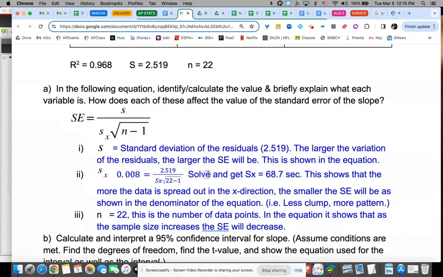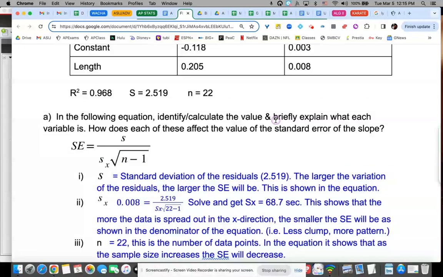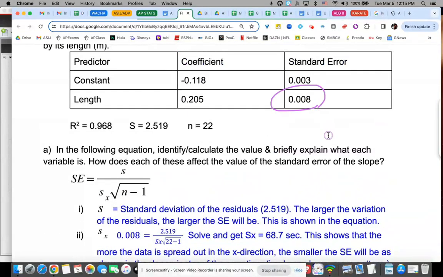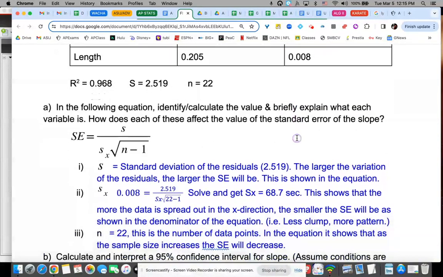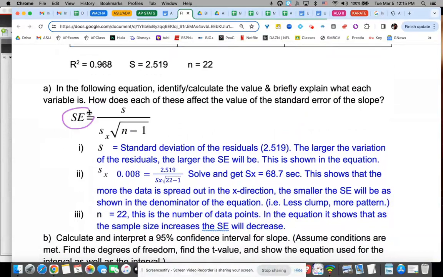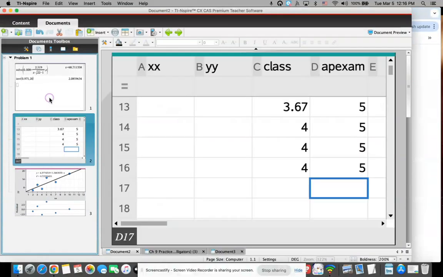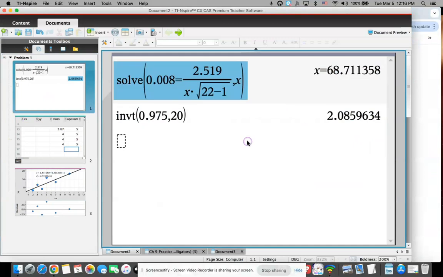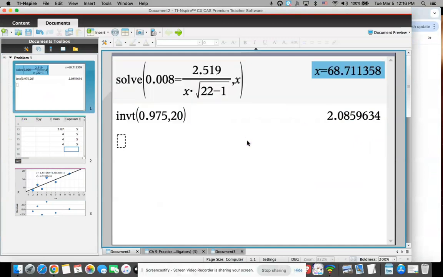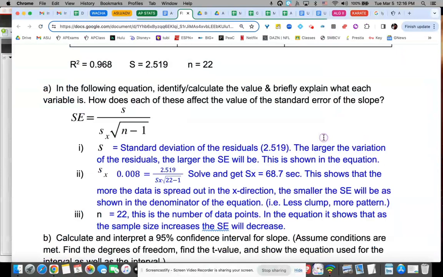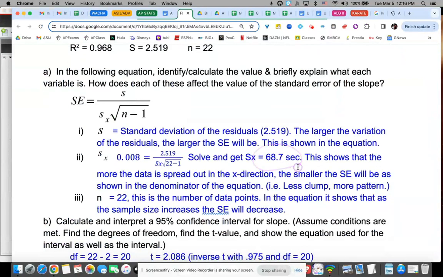Okay, and then the last one, oh, sorry, there's a calculation here to actually solve for s of x because they didn't give that to us. So I knew the standard error. If you look up here, the standard error is 0.008. We haven't really used this before, right? So this is new now in our computer readouts. So that value goes in there. I have my S from here, and I have N from here. So I could calculate that. I just did it on a calculator page, and you can see up here I did a solve. I got 68.7 when I solved that. So that's where the 68.7 is coming from.